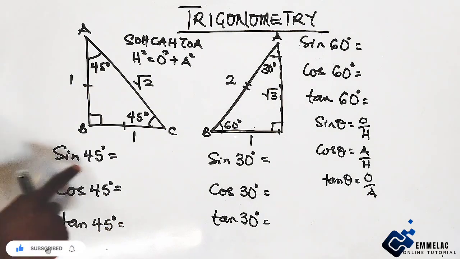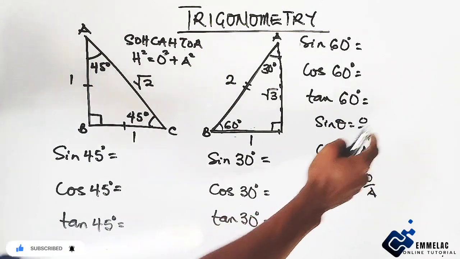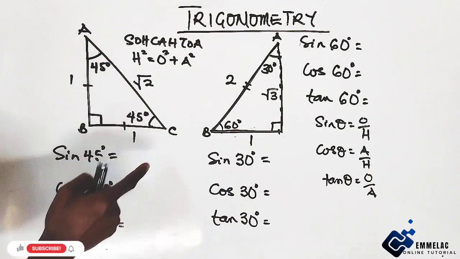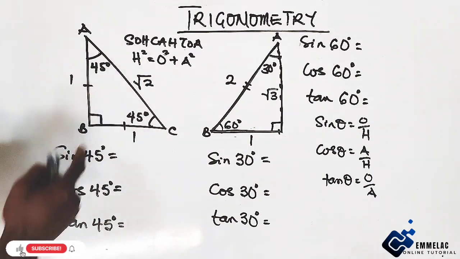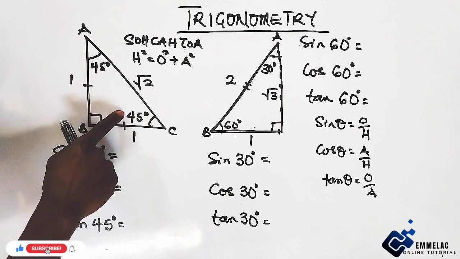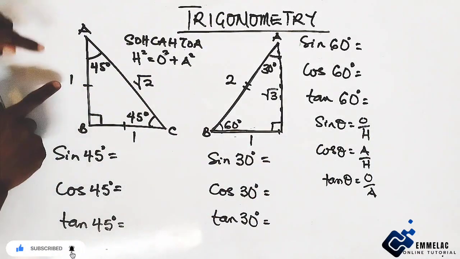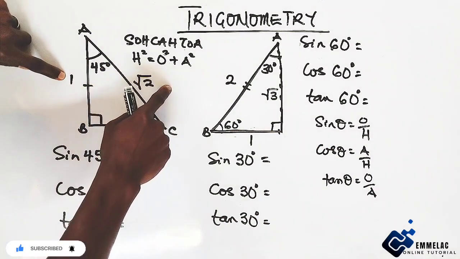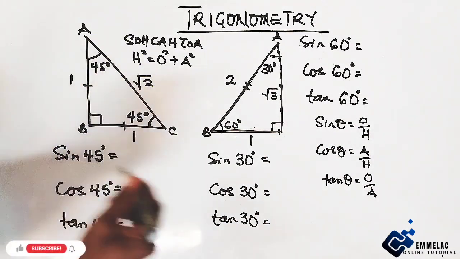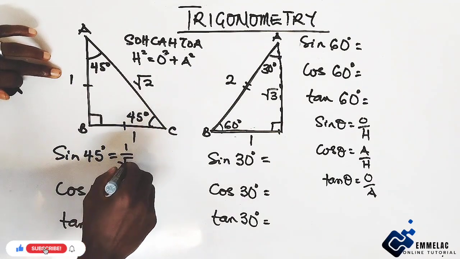Now let us start with sine 45 degree. From sine 45 degree, we have the opposite over what? The hypotenuse. Irrespective of which of the angles, as long as they're the same, we can make use of any one. Okay, let's make use of this. For 45 here we have the opposite over the hypotenuse. This is the opposite and this is the hypotenuse. As such, the opposite is 1 over the root of 2.